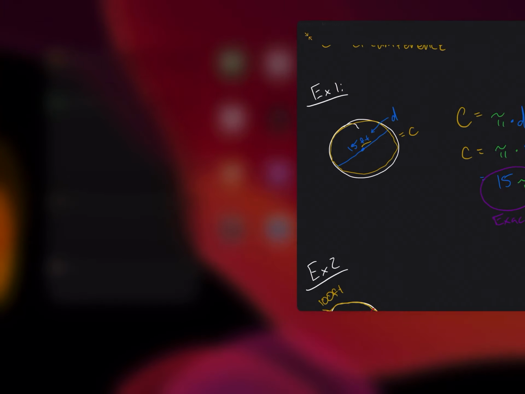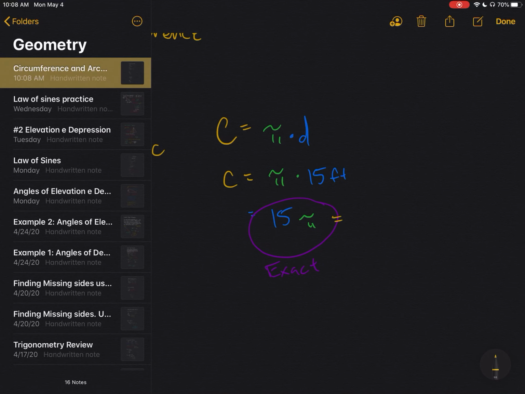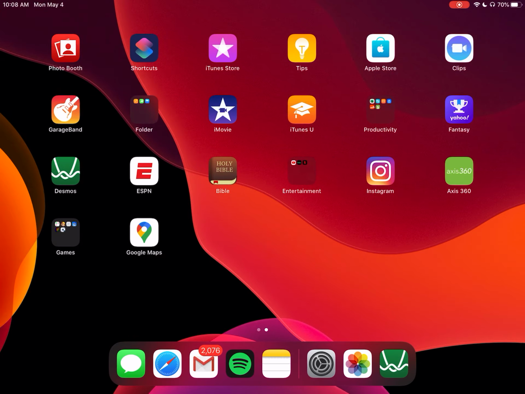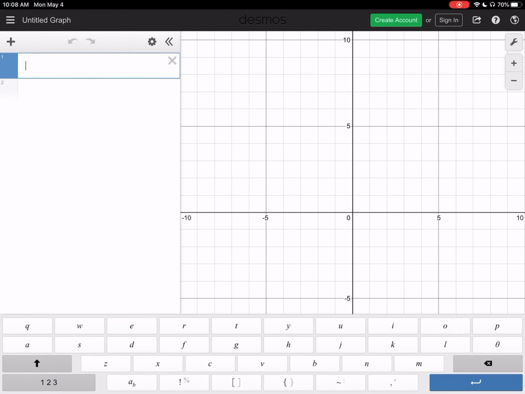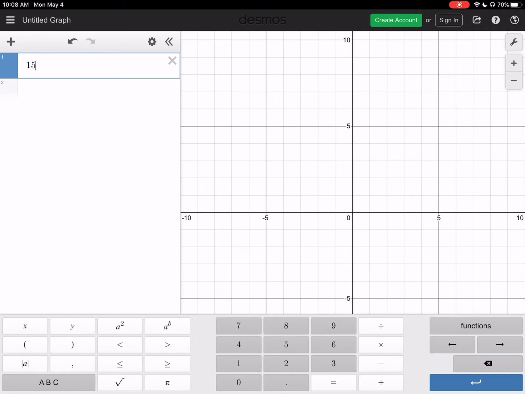So let's do that. So I'm going to go to Desmos, and at Desmos I want to plug in 15 times pi, and I get 47.12.